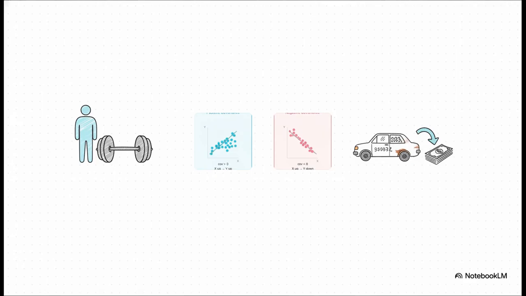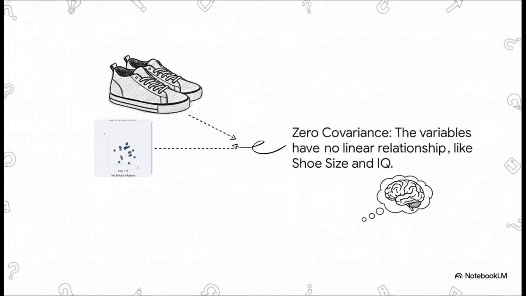And it basically comes in two main flavors. First, you've got positive covariance. Think height and weight. Generally, as one goes up, the other tends to go up too. Then you've got negative covariance. A perfect example is the age of a car and its price. As the car gets older, its value tends to drop. See? Simple. And of course, to complete the set, there's zero covariance. This is what you get when there's just no real pattern. The variables seem totally independent. Like your shoe size and your IQ score. Knowing one gives you absolutely zero clues about the other.